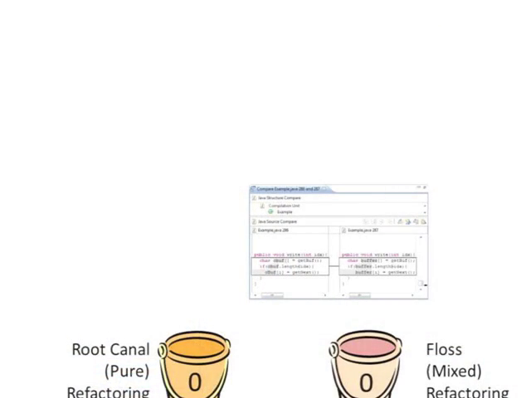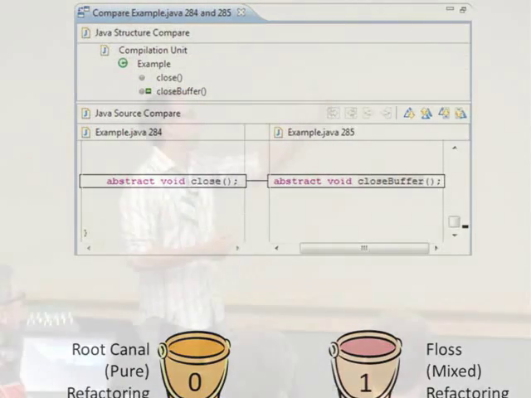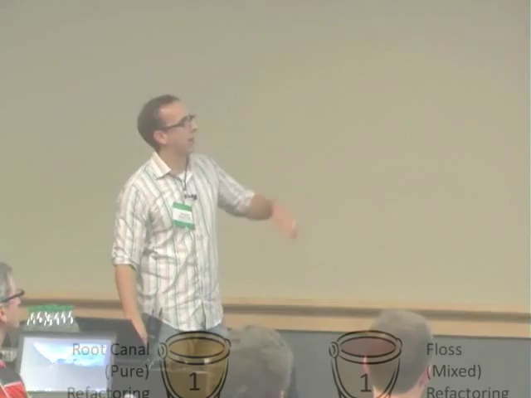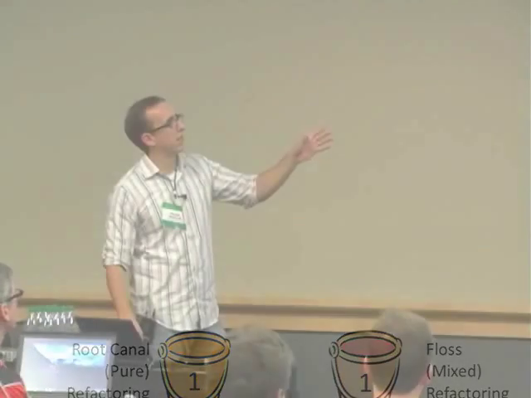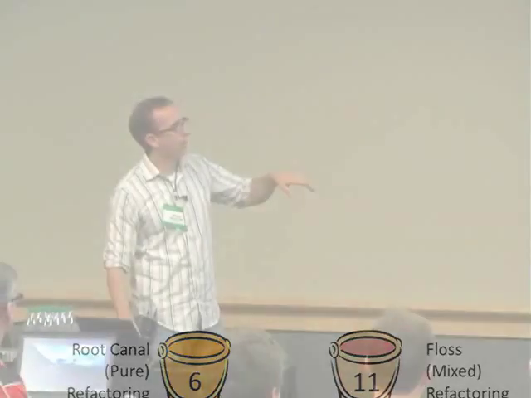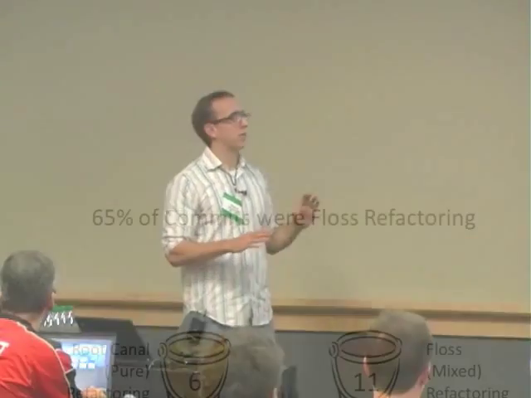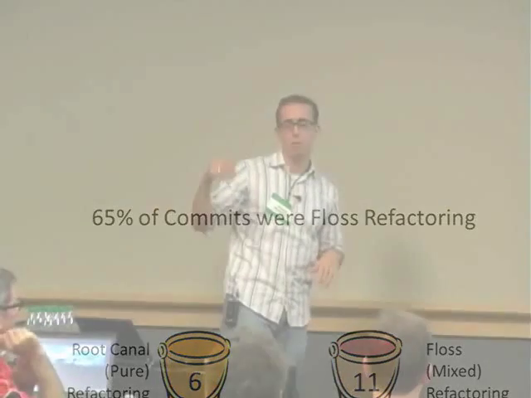Whereas we might see some other change where all they did was change the name of some method, or change the name of 10 methods. You might see that too. And if all they did was refactor, we'll say, well, that's a root canal refactoring. All they did was refactor during that commit. Okay, so we did that with all of our changes. I'm only going to present a subset because it'll fit on the slide better. But for one of the data sets, there were 6 root canal refactorings and 11 floss refactorings. So based on that data, 75% of the commits were floss refactorings. So floss refactoring, people do a little bit more.